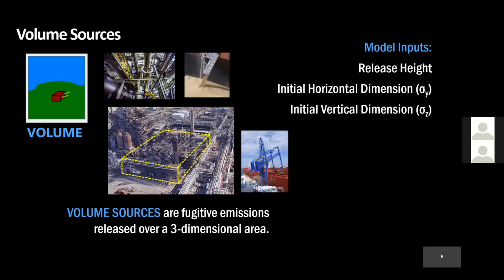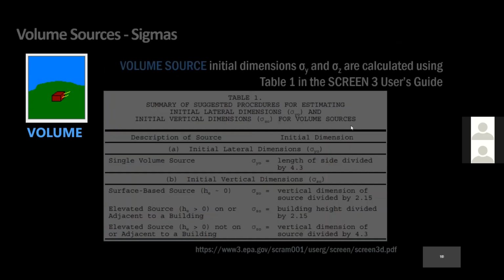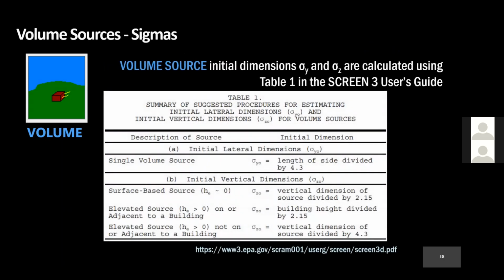If you want to model a volume source, you need three pieces of information. You'll need the release height, you'll need the initial horizontal dimension, or sigma y, and the initial vertical dimension, sigma z. When you decide you're going to model a volume source, you have to kind of imagine a box, just a rectangular box around your source. And once you know what the dimensions of that box are, you use this table, which is in the SCREEN3 user's guide, to help you calculate what those sigma y and sigma z values are.